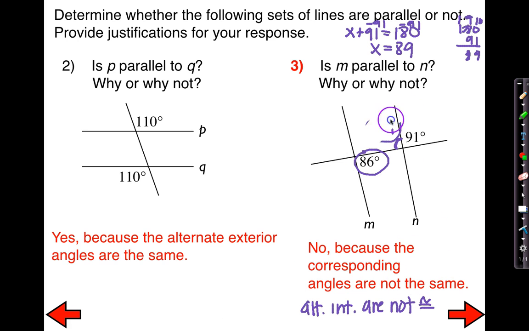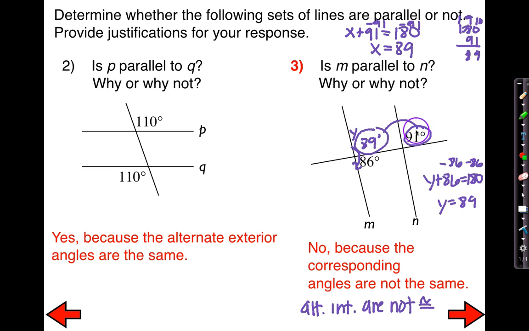Some students might have said, okay, well, if I know this is 86, I know that these two angles here are supplementary. So if you call this y and solve and say, okay, y plus 86 is 180, that makes y 89 degrees. So if this is 89 degrees, corresponding angles should be congruent. These correspond to one another. Guess what? They didn't. So again, you still come to the same conclusion.